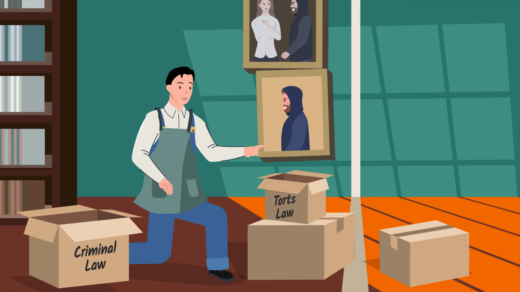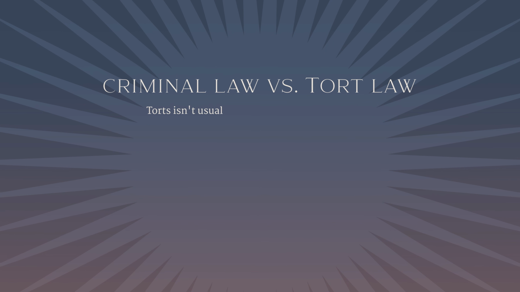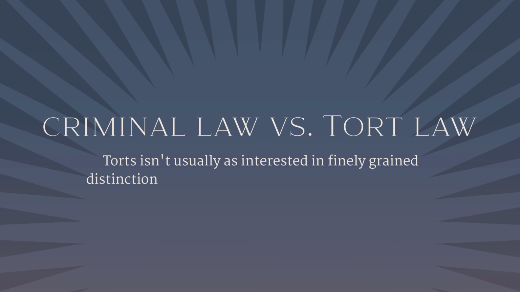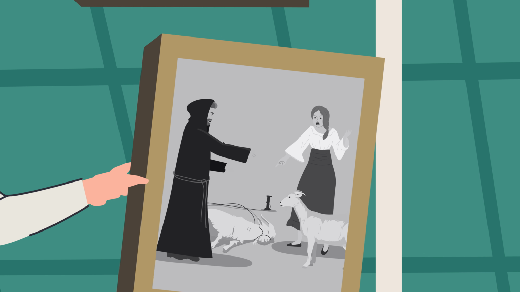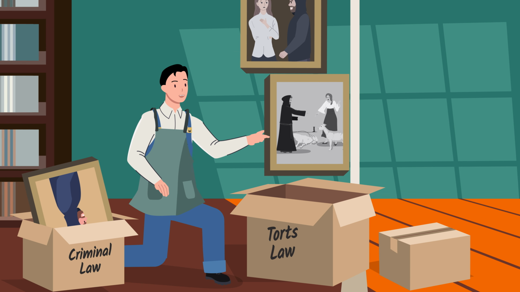I'd say that torts, by distinction with criminal law, isn't usually as interested in the finely grained distinctions of what in the criminal law they call mens rea, the different layers of culpability of a person's mind. Instead, in torts, we have a much more simplified way of thinking about intention or carelessness in the context of negligence. There are some variations on that. Sometimes we talk about gross negligence or recklessness or wantonness.